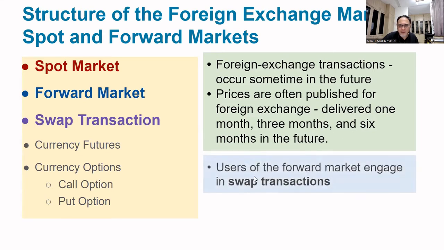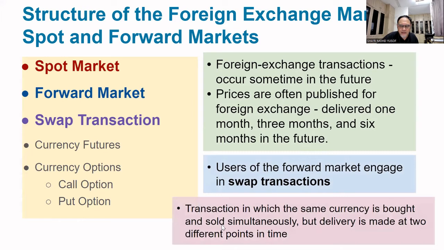Some users of the forward market engage in swap transactions. A swap transaction is a transaction in which the same currency is bought and sold simultaneously. So you buy that foreign currency and also sell it at the same time, but delivery is made at two different points in time. We'll look at an example of this.